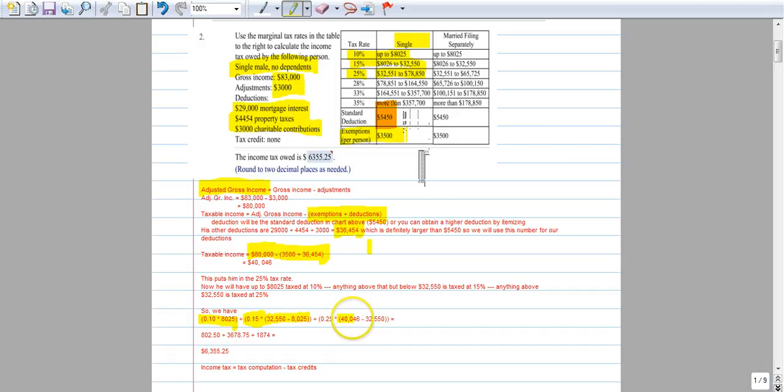So he had $40,046 in taxable income, subtract $32,550 because we're now in this third category, and we multiply that by 25%. So using your calculator to do the multiplication, you get $802.50, $3,678.75, and then $1,874. Add those together, and you get a total of $6,355.25 as his income tax owed.